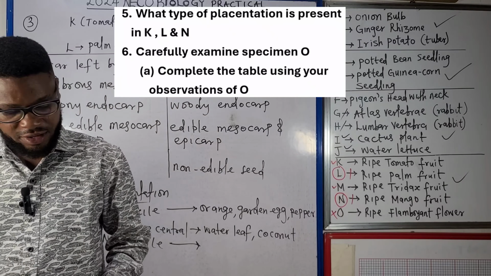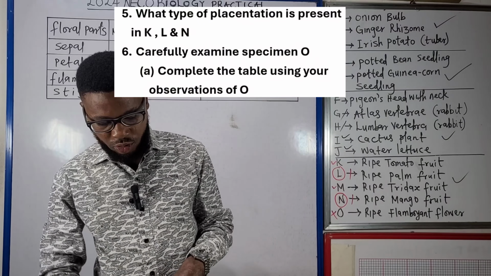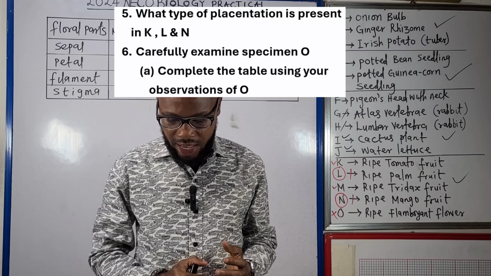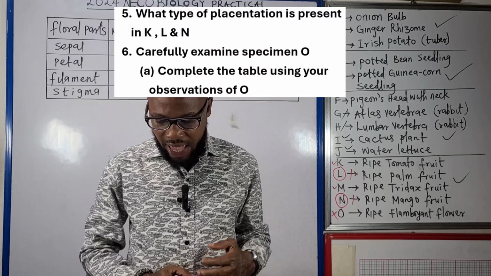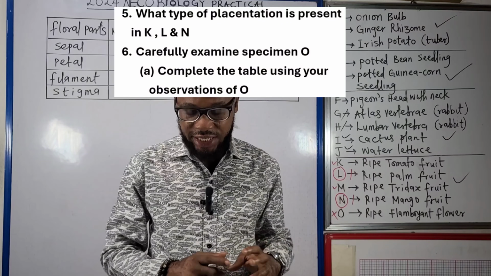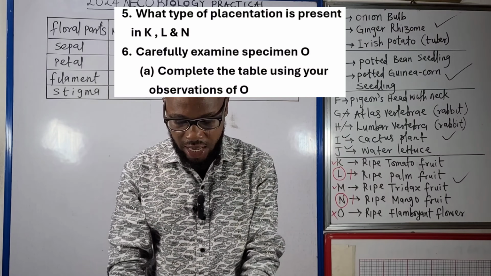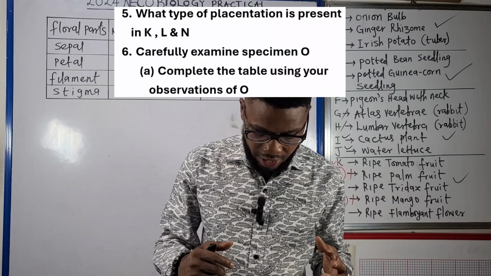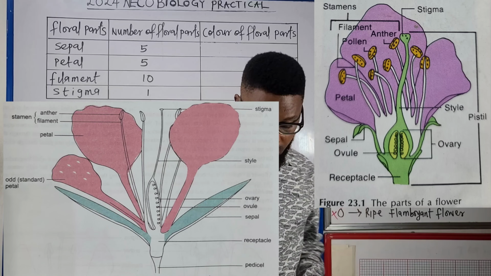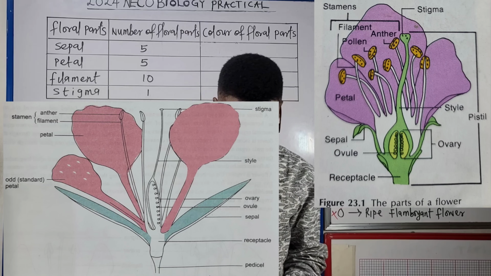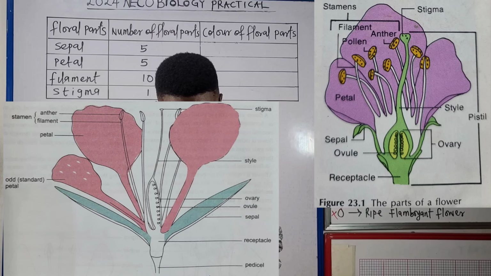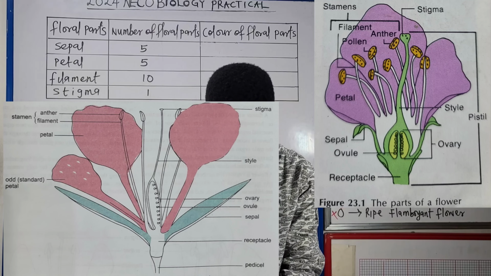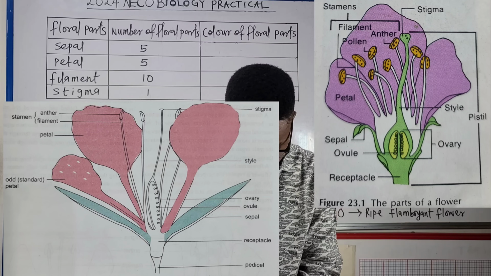So on the next question, talking about question 6, we were told to carefully examine specimen O, and we were told to copy and complete the table using our observation of specimen O. Normally, specimen O is a flamboyant flower, or what we call flame of the forest. You can see in the diagram on your screen. Normally, you're going to have your petals. You're going to have your sepals. You can see the sepals just after the receptacle.